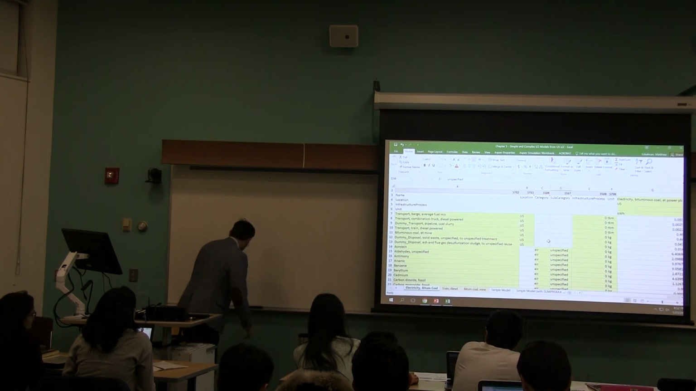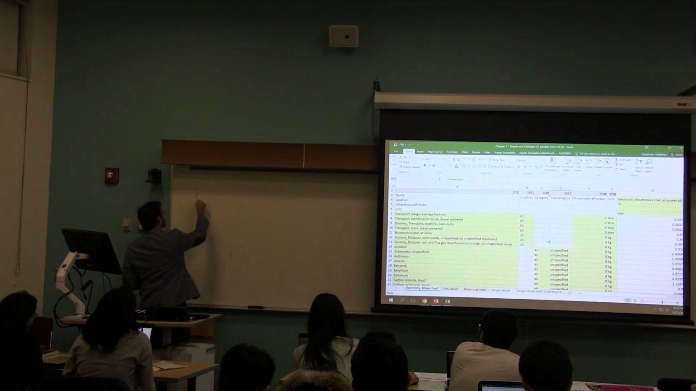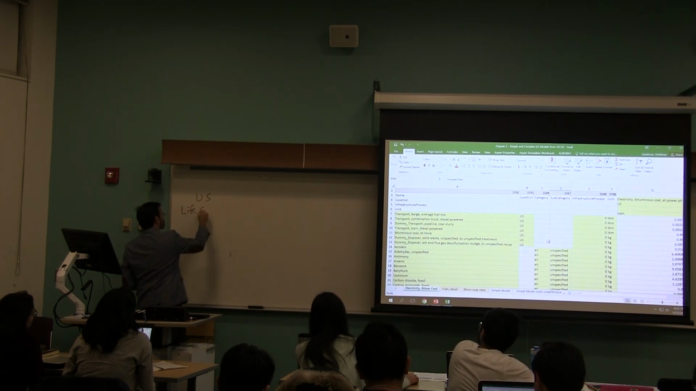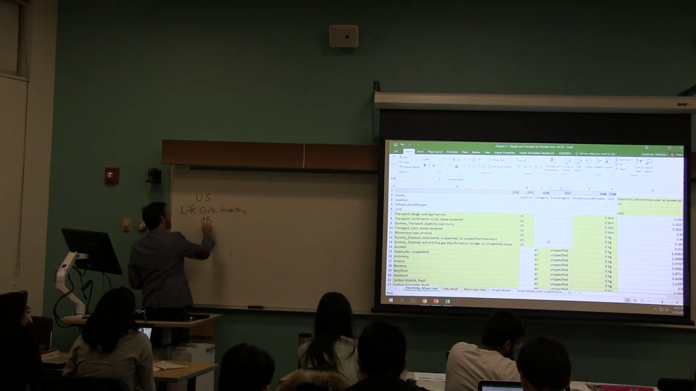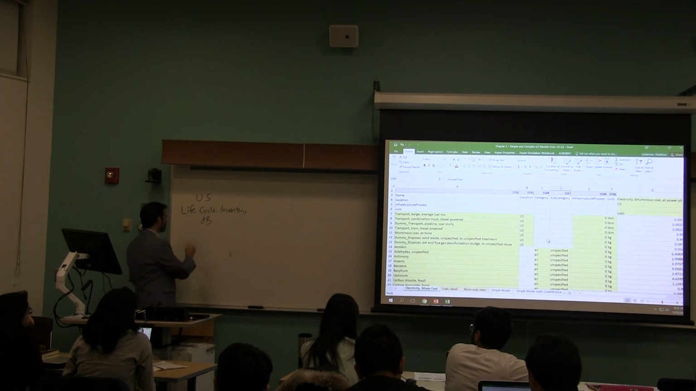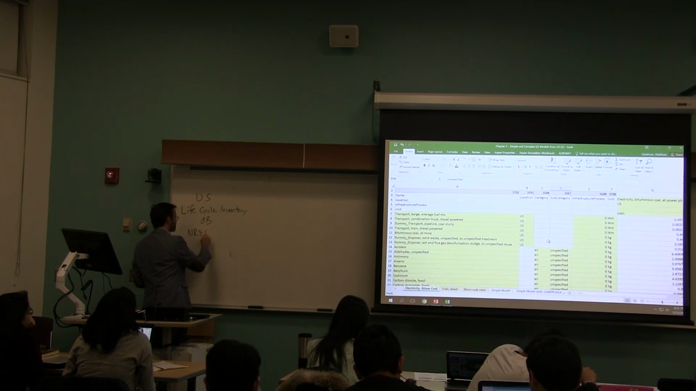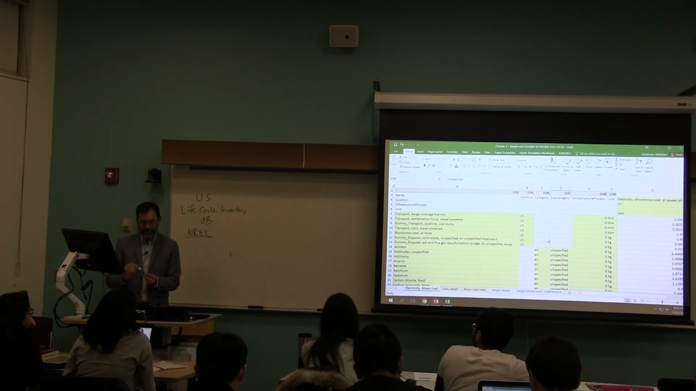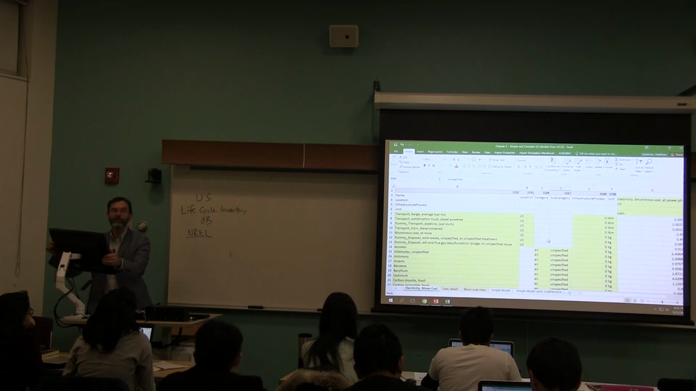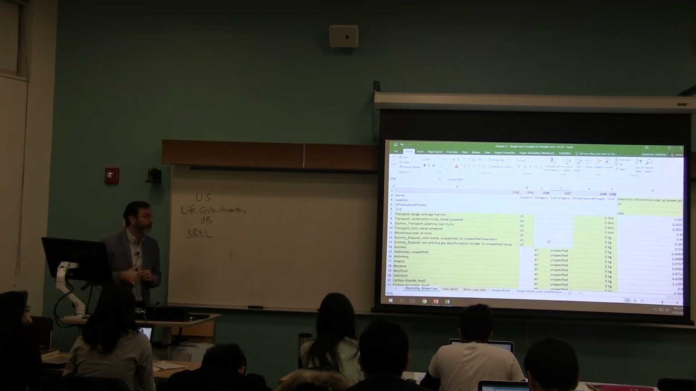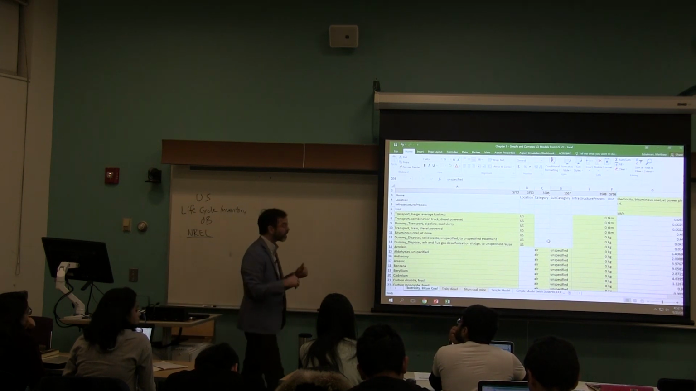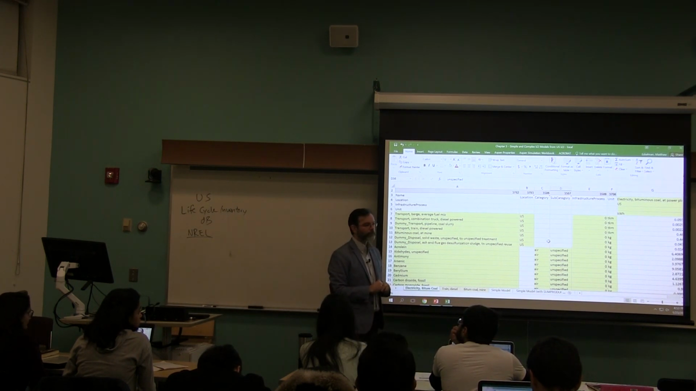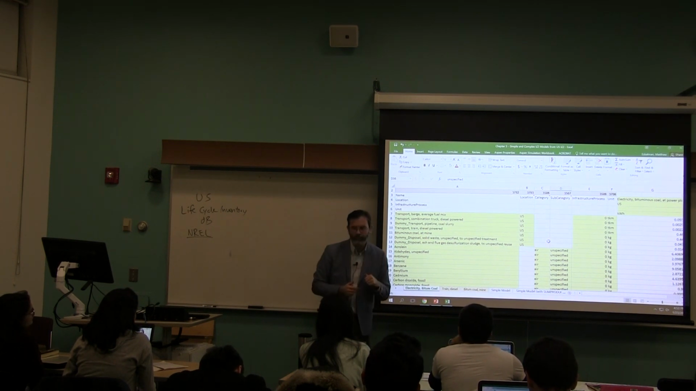The database is called the US Lifecycle Inventory Database. It was developed originally by the National Renewable Energy Lab, which is one of our Department of Energy laboratories based in Colorado. They put together all of these unit processes that have different reference flow outputs. And this is an excerpt of one of them.